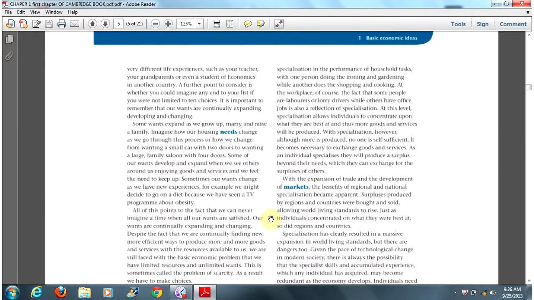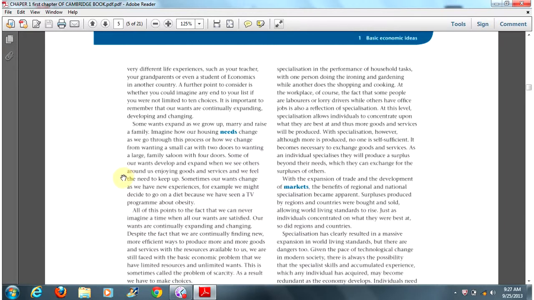A further point to consider is whether you could imagine any end to your list if you were not limited to 10 choices. It is important to remember that our wants are continually expanding, developing, and changing. Some wants expand as we grow up, marry, and raise a family. Imagine how your housing needs change as we go through this process, or how we change from wanting a small car with 2 doors to wanting a large family saloon with 4 doors. Some of our wants develop and expand when we see others around us enjoying goods and services and we feel the need to keep up.